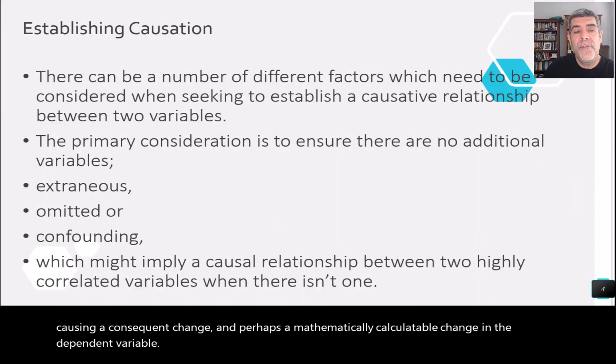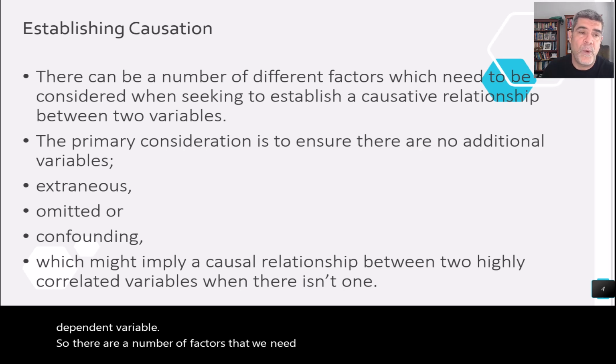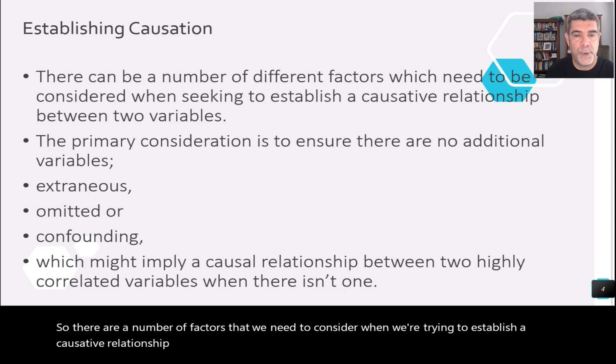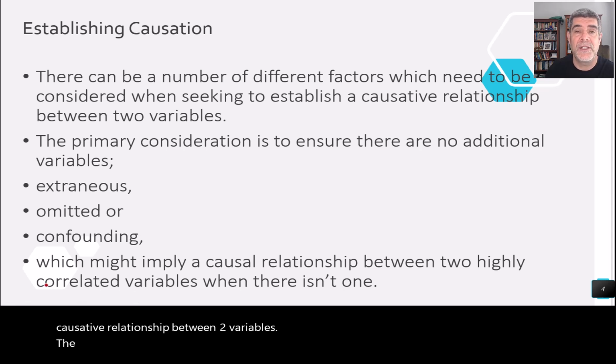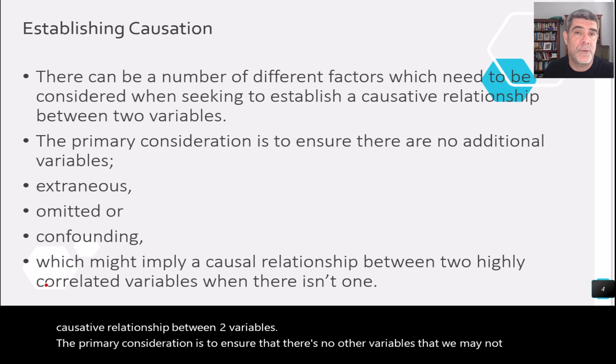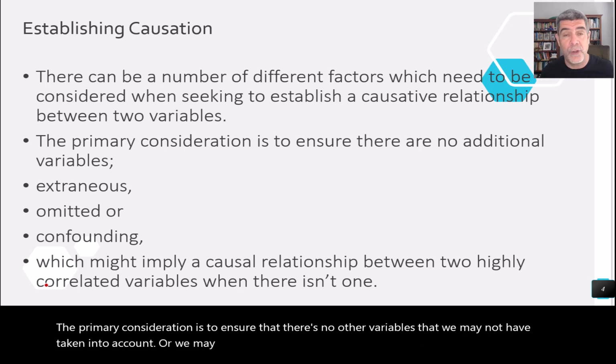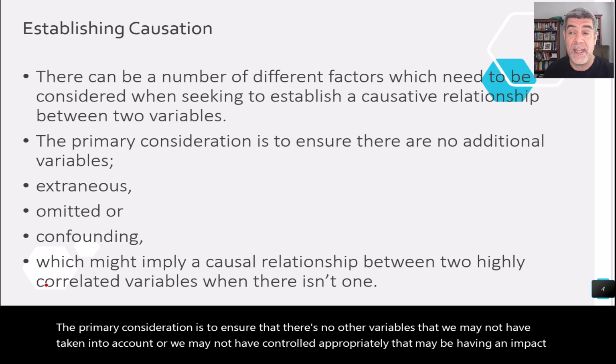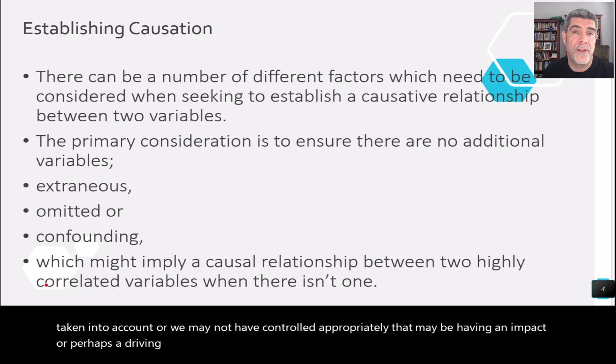So there are a number of factors that we need to consider when we're trying to establish a causative relationship between two variables. The primary consideration is to ensure that there are no other variables that we may not have taken into account or may not have controlled appropriately that may be having an impact, or perhaps a driving force, on the variable that we're particularly interested in.